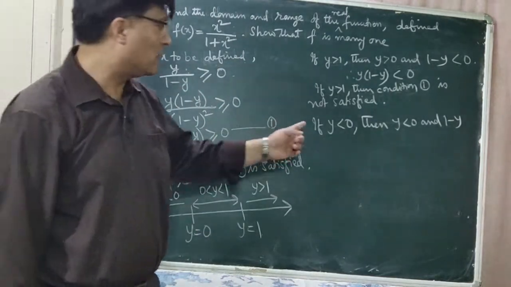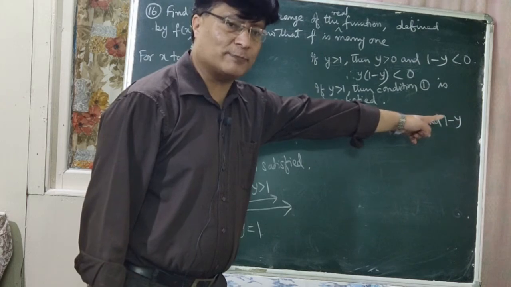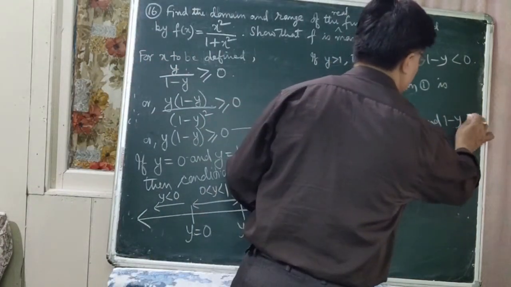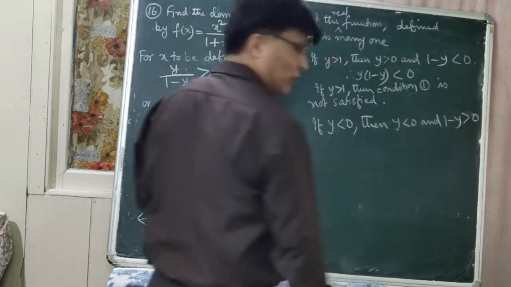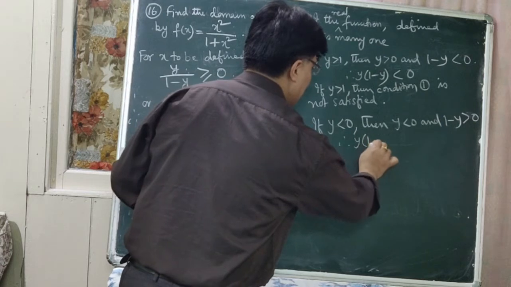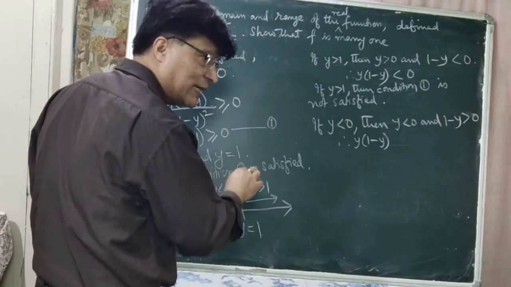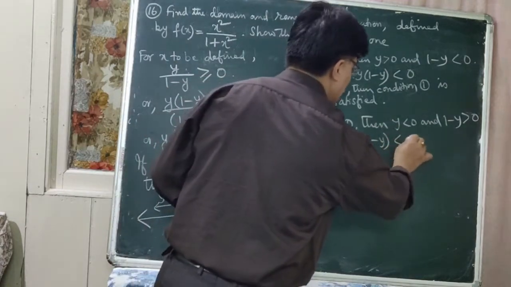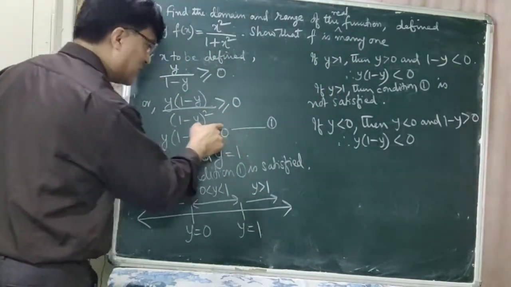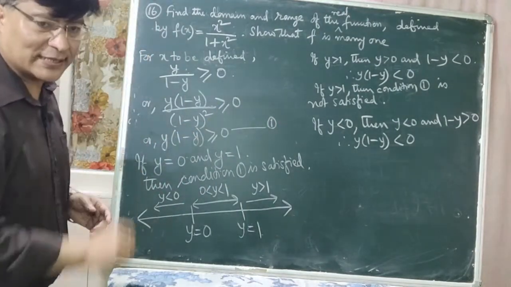It is positive. Y less than 0 means you can put minus 1 there. So minus into minus is plus 1, 1 plus 1 is 2, which is positive. That is greater than 0. So what is the sign of the product? Therefore, y into 1 minus y: one is negative, one is positive. So what is negative into positive? It is negative. So here also, is condition 1 satisfied? No, it should be greater than 0, but here we are getting less than 0.